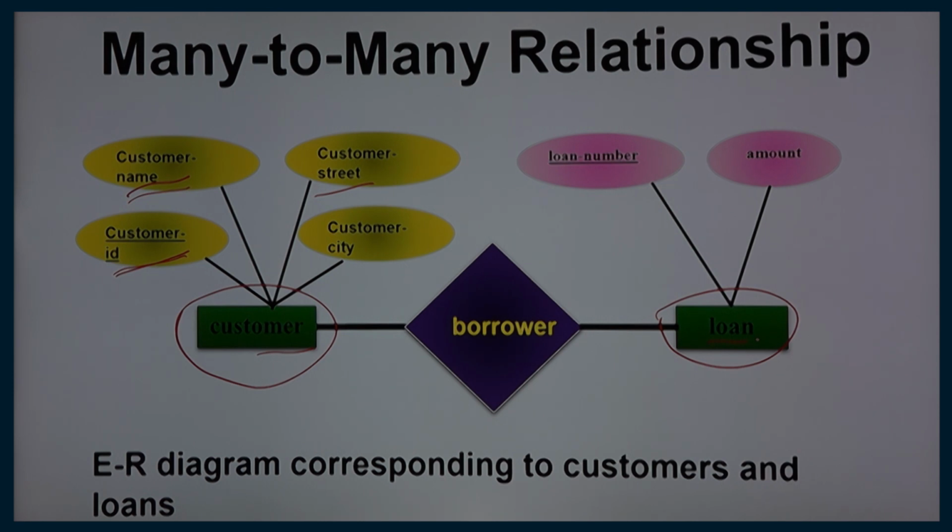On the other side, loan has multiple attributes: loan number, loan amount, loan type, and the loan-giving department. So we can describe these things by different attributes. And the third one is borrower. Borrower is basically a relationship.